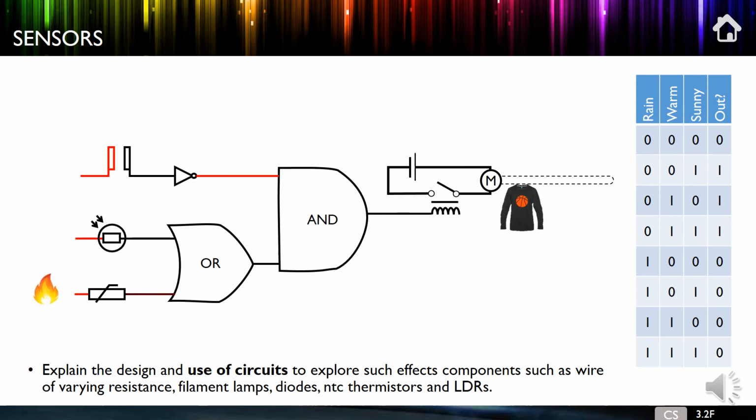So we talked about sensing. We can link some of these things together to make sense of the world. Here we've got a light dependent resistor and a thermistor. If either of these things are the case, and it's not raining because we've got a rain sensor here, then our motor will put our laundry out. This is a particularly complicated example, but you get the idea. We can combine these sensors to make sense of the world and do something useful.